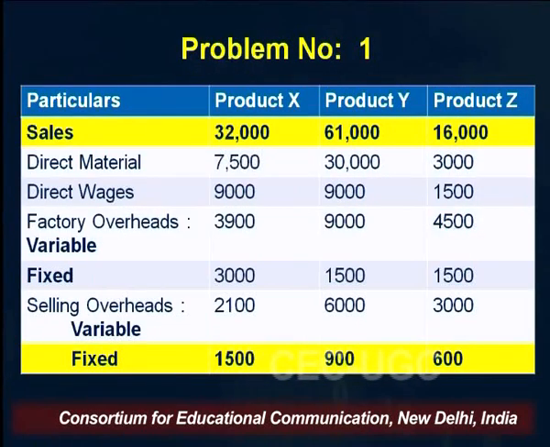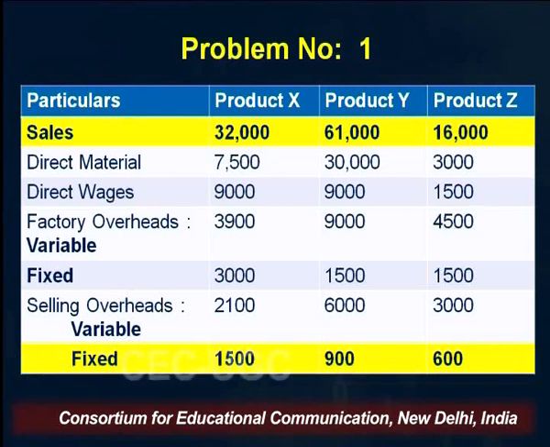Now if you look at this problem, there are three products, particulars, product X, Y and Z. Sales of these three products are reported here, 32,000, 61,000 and 16,000. Along with that, they are telling you about direct material, direct wages, factory overheads, which comprise variable and fixed, and selling overheads, variable and fixed. So they are not making a total of it. They are reporting you two categories of overheads.